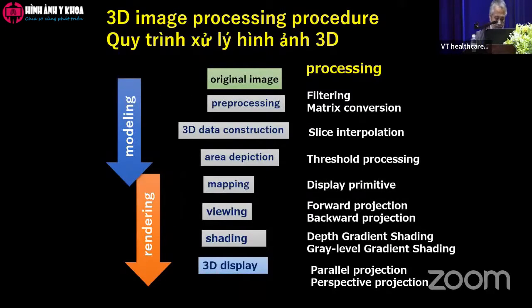This shows the whole flow of 3D processing. The processing flow, from modeling to rendering, is the flow of 3D image processing. The 3D data condition is basically reconstruction with half the slice thickness as slice interpolation. 3D image consists of processing of thresholding, mapping, viewing, and shading.